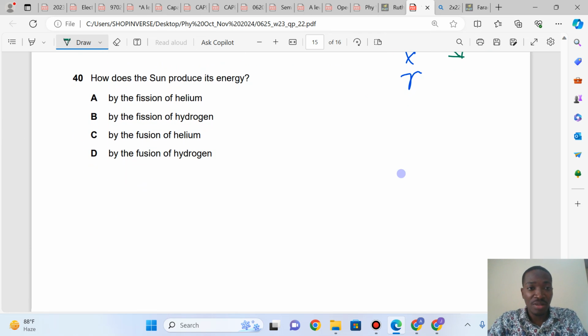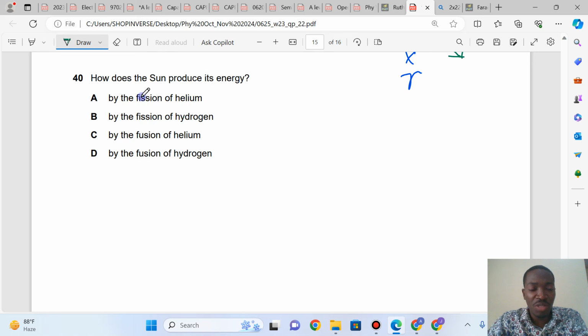Sorry about that. Number 40. How does the sun produce its energy? A, fusion of hydrogen nuclei to form helium. By fission of helium, no. By the fission of hydrogen.